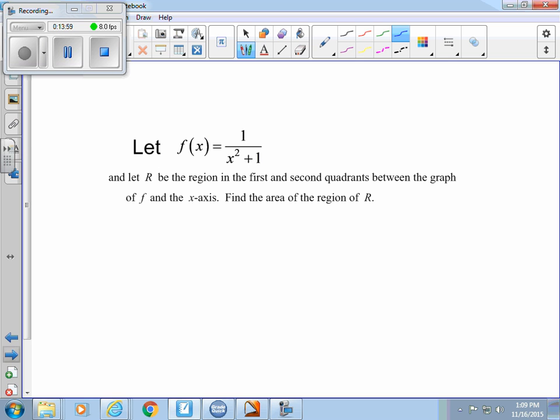Okay, so this one's the bell ringer. You already kind of figured out how to set this one up in the bell ringer. If you look at the region, it looks something like this. Okay. And so to find the area of the region in the first and second quadrant, we end up with the integral from negative infinity to infinity.